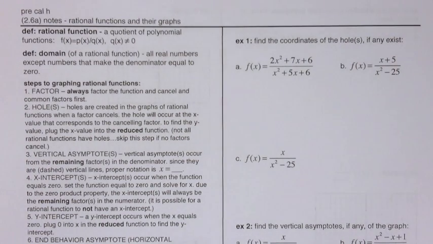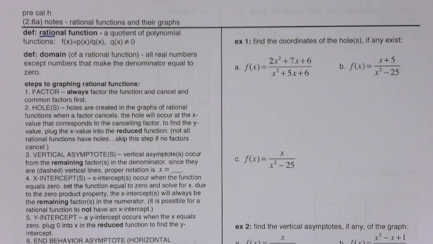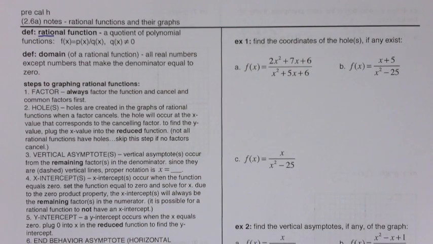Okay, so let's start by defining a rational function. Hope you already know this because we've talked about it, but rational, root word ratio, meaning that it can be written as a fraction. So that's what we're looking at. The domain is all real numbers except numbers that make the denominator equal to 0. Not something new for us. We knew that. So here's all the steps.